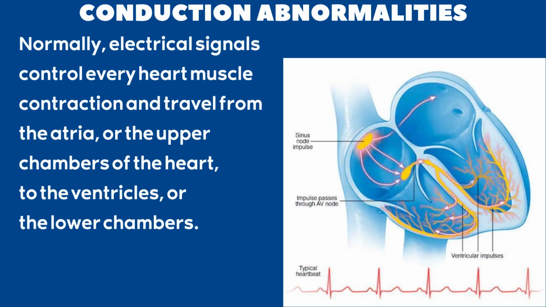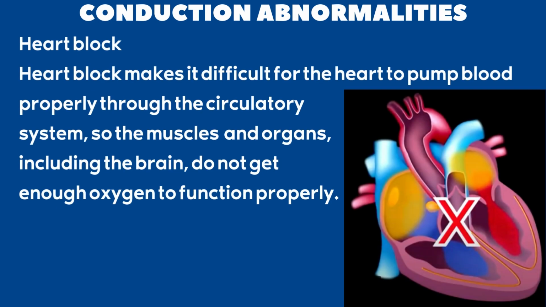Normally, electrical signals control every heart muscle contraction and travel from the atria, or the upper chambers of the heart, to the ventricles, or the lower chambers. Even changes to the impulse that last only a fraction of a second can cause heart block. Sometimes heart block makes it difficult for the heart to pump blood properly through the circulatory system, so the muscles and organs, including the brain, do not get enough oxygen to function properly.